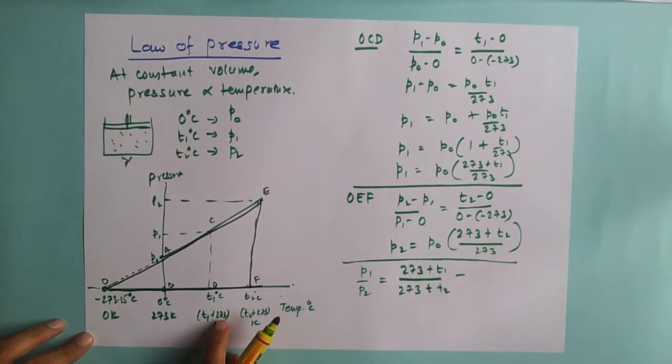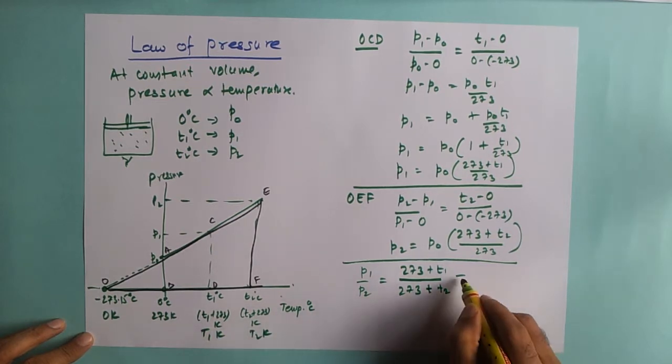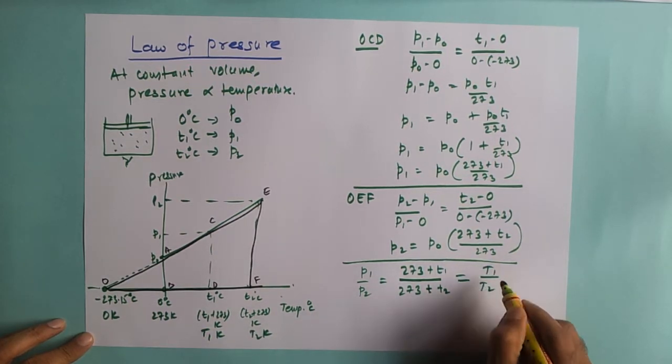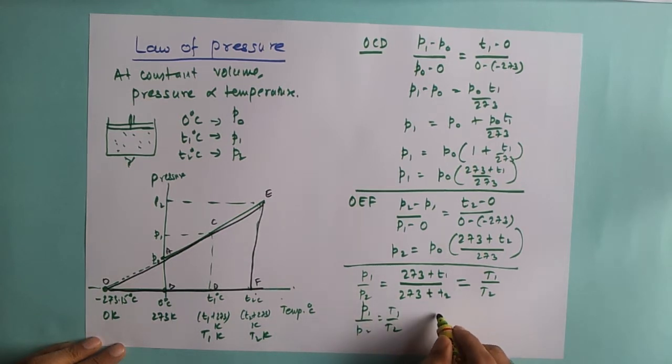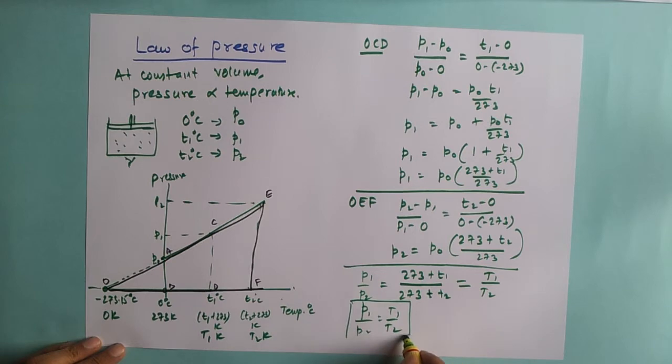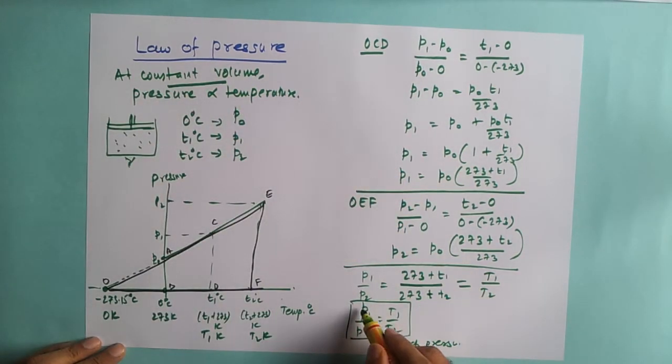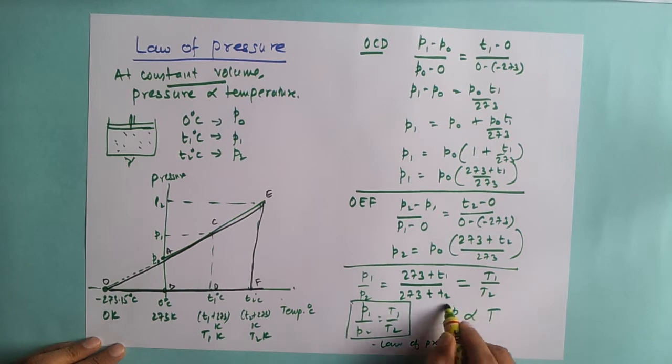As you can see, 273 plus T1 we call T1 Kelvin, and this we call T2 Kelvin, in the Kelvin scale. So this is T1 upon T2 in the Kelvin scale. Earlier T1 was in degrees Celsius; now T1 is in the Kelvin scale. And therefore I write P1 upon P2 is equal to T1 upon T2. This is the statement of the law of pressure. Of course, this is applicable at constant volume. So at constant volume, P1 upon P2 is equal to T1 upon T2, which can also be written as P is proportional to T.